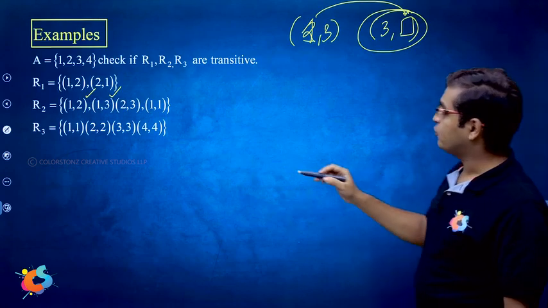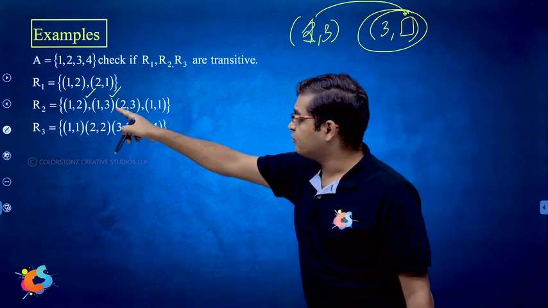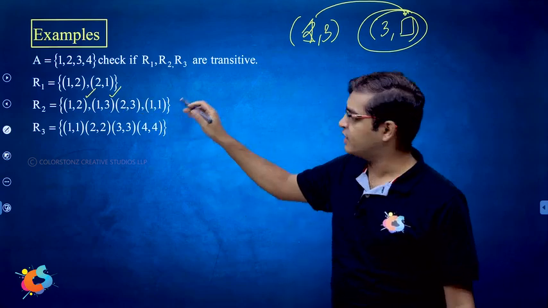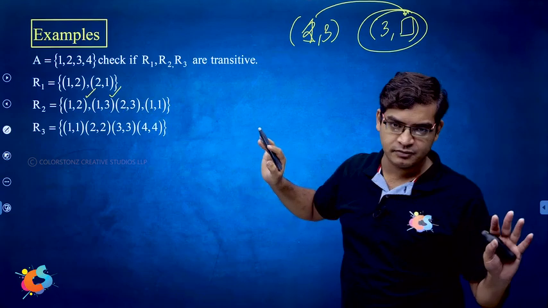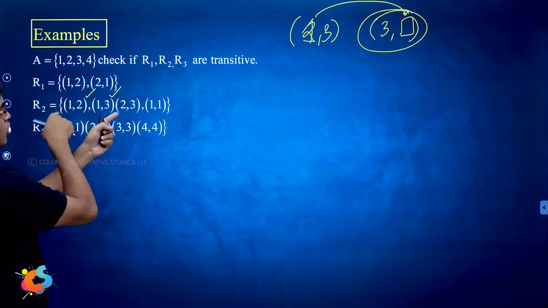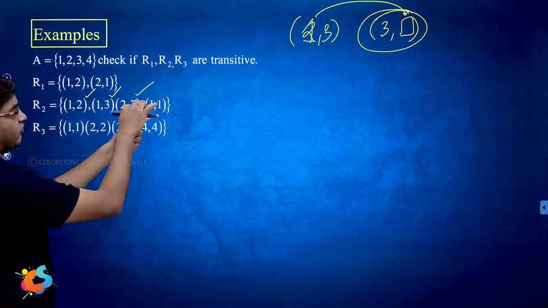So here (1, 3) we are checking. There is no ordered pair starting with 3. So therefore, no checking is needed. Put a tick mark. Come to (2, 3). Same thing. There is no other ordered pair starting with 3, so no checking is needed. Put a tick mark. Now (1, 1).